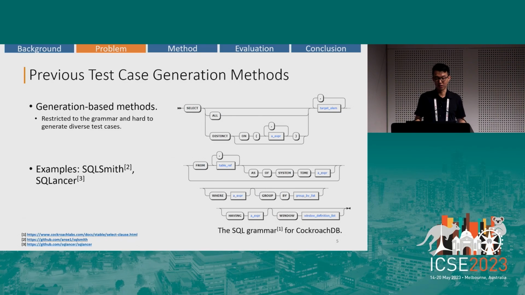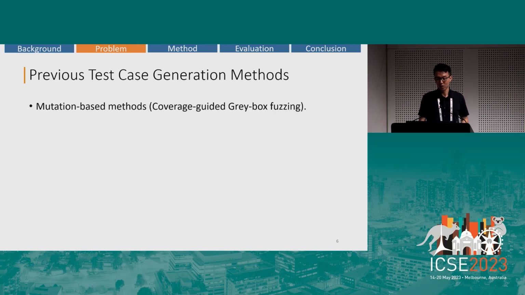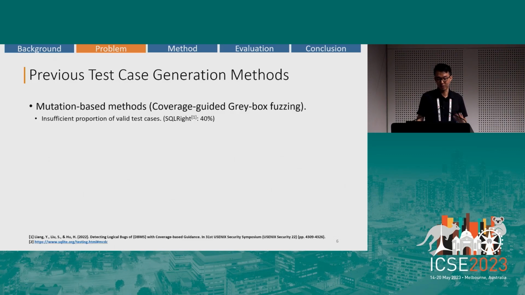To make the test cases more diverse, another kind of work is the mutation-based method, typically called code coverage-guided greybox fuzzing. However, with this method, the mutation easily makes a valid test case invalid. Any mutation will make a valid query invalid if you change any character. Like this, existing work on SQLite only achieves around 40% valid test cases.